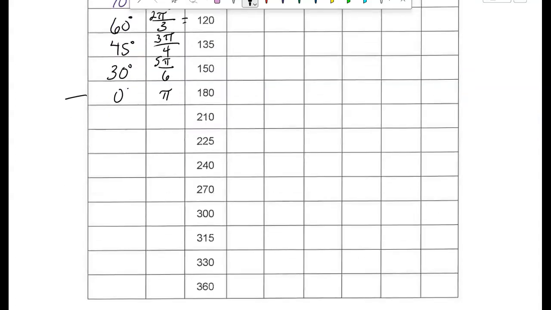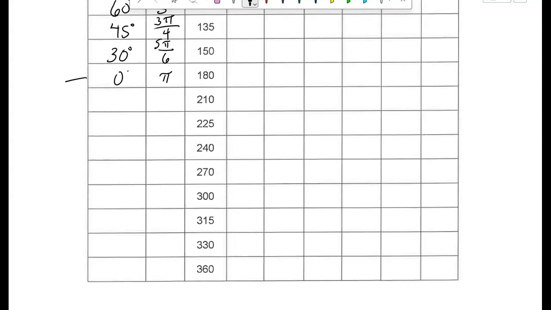You guys ready? Okay, 210, what's your reference angle? Yep, I heard 30. So it's going to be over what? Over 6, good. Anytime 30 degrees, its radians is over 6. In the third quadrant, you're now not at 1, we're just what? So what's just bigger than 6? 7 pi over 6. 225, what's your reference angle? 45. So this is 4. What's going to be our value? 5 pi over 4. All right, keep going.